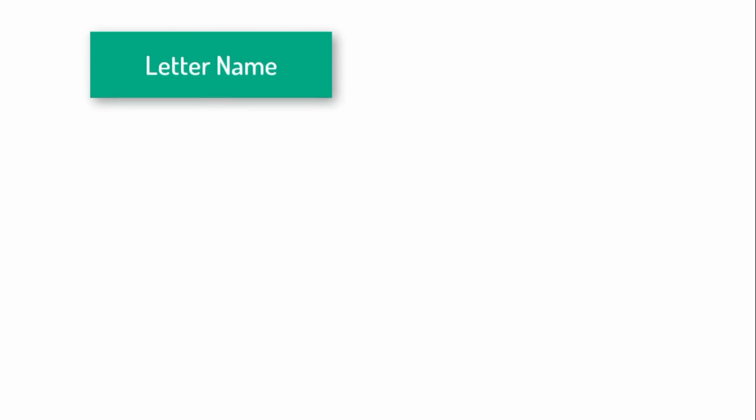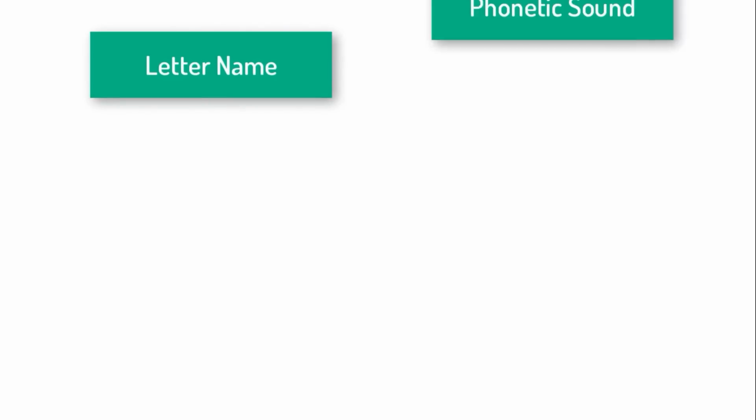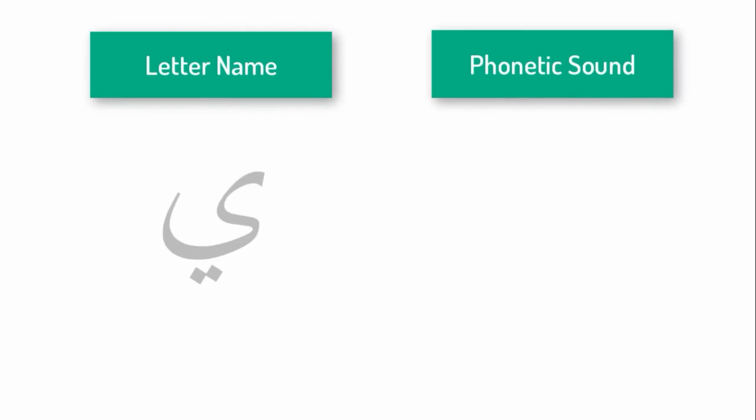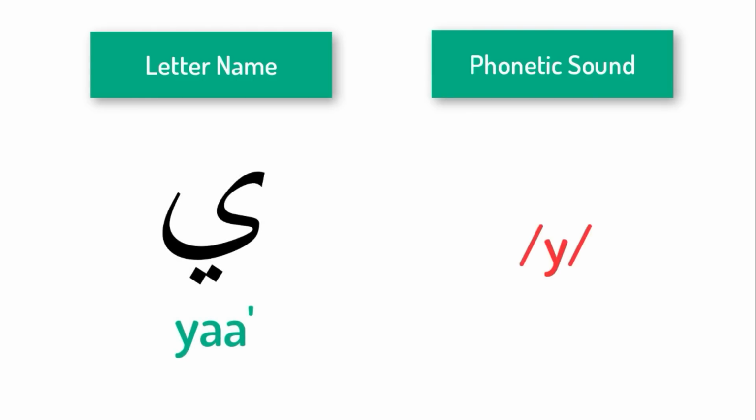Now let's practice pronouncing the letter ya. As usual, first the name of the letter, followed by its phonetic sound. Ya, y, ya, y, ya, y.